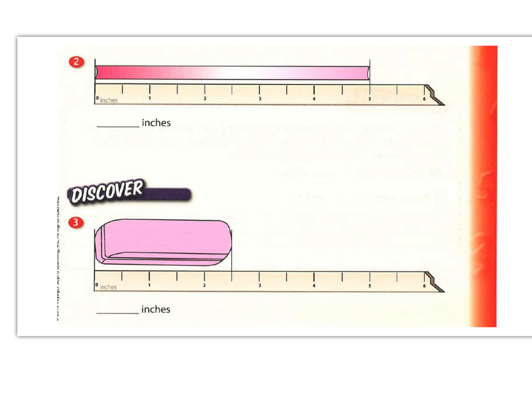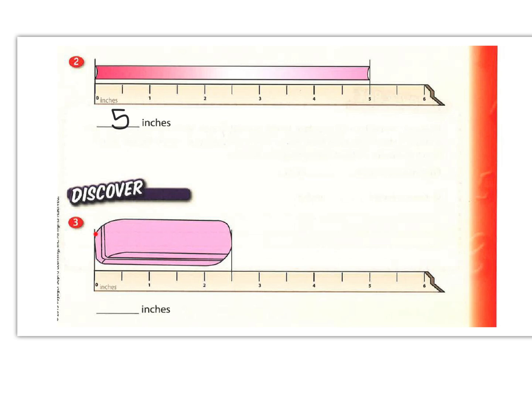Again, this one is lined up right at the 0. You have to remember that when you are using a ruler, you line it up right at the 0, and then you see where it goes to. And we can see that this one lines up right at the 5. So this one is 5 inches long.